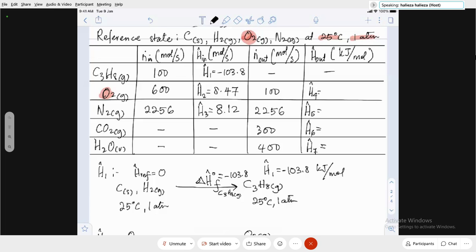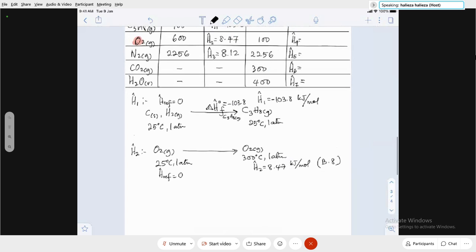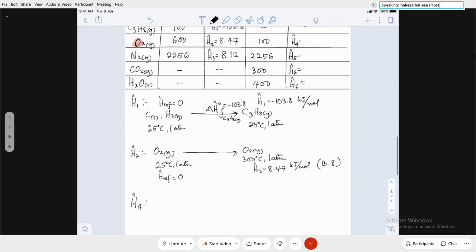Okay, so now look at H4. I'm going to zoom out. Remember, the components are coming out at a temperature of 1000. So all of these components are coming out at 1000 degrees C, 1 atm. So for H4, we're looking at oxygen gas, and you start from the reference state. The reference state is oxygen gas at 25 degrees C, 1 atm. When you start at that reference state, your enthalpy is equal to 0.